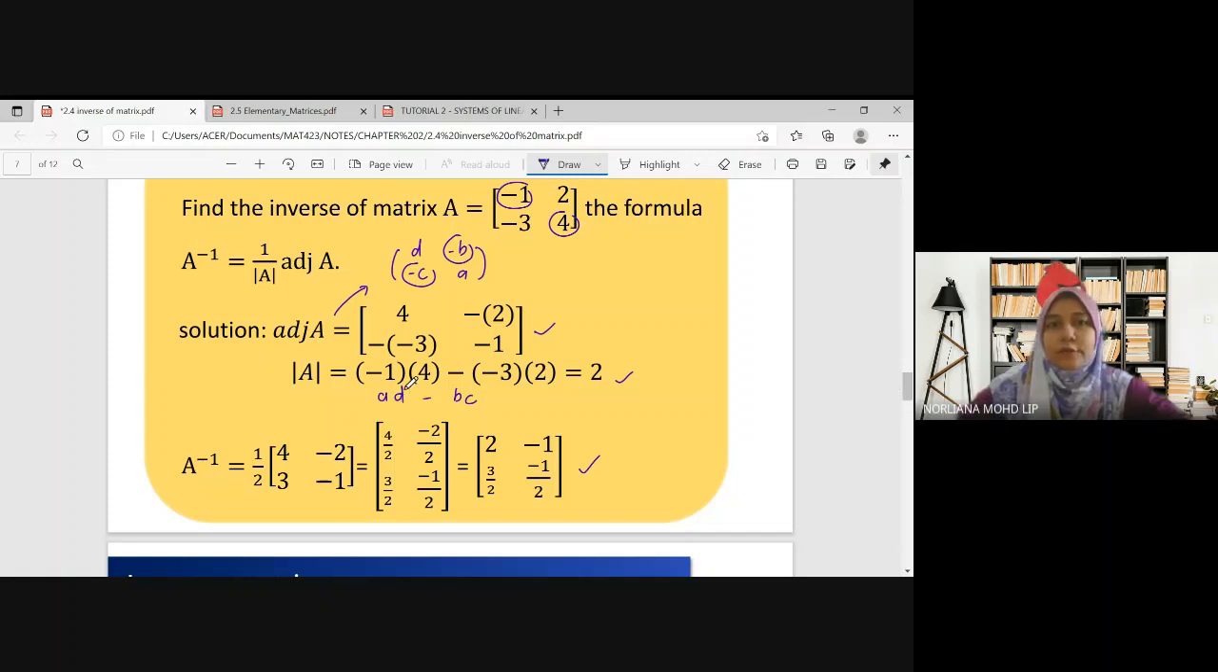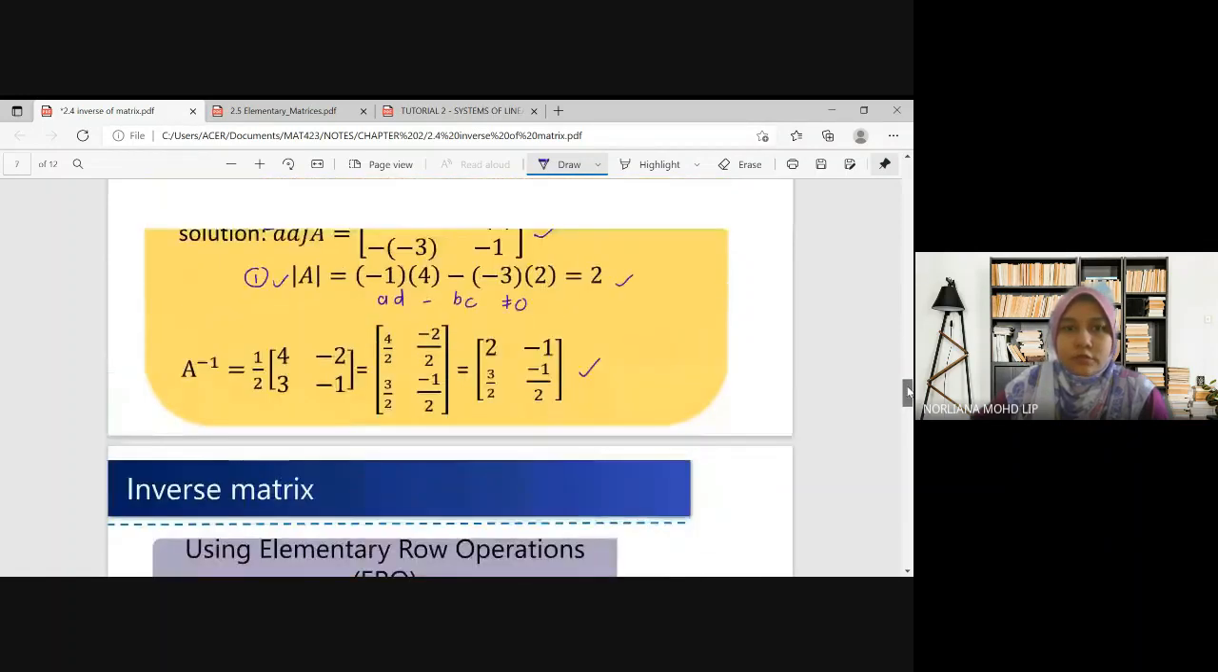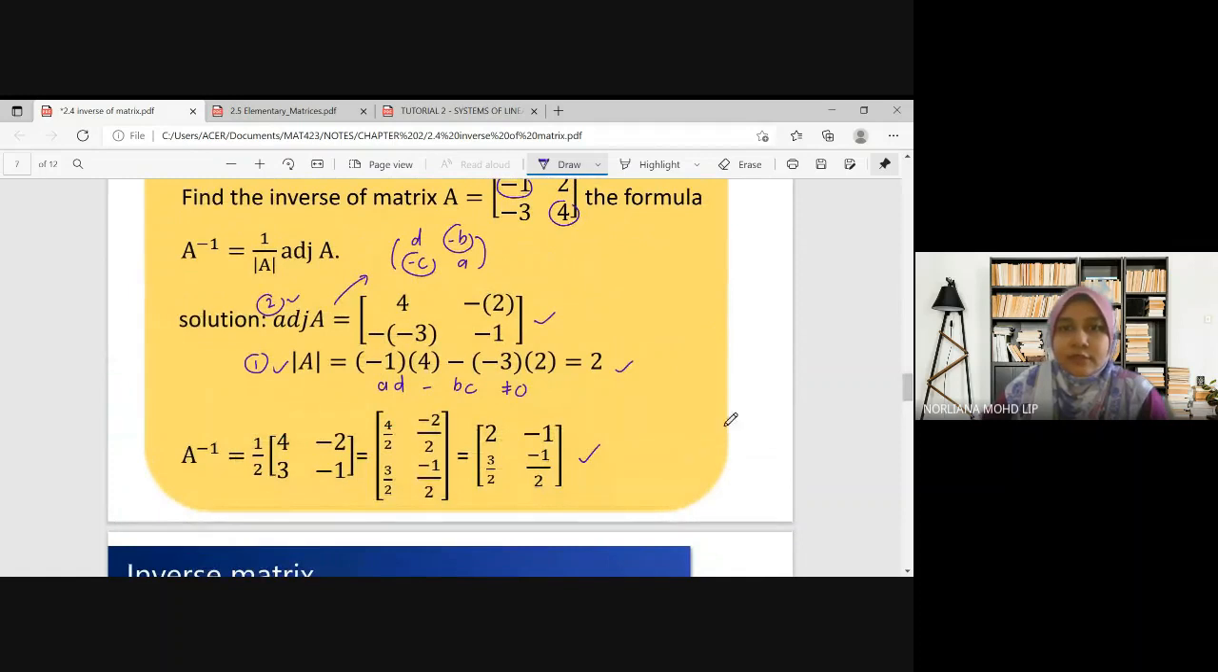Sepatutnya first step dia, you all perlu proofkan yang ni dulu sebenarnya. Find the determinant of A. AD minus BC is not equal to 0. Then second baru kita cari adjoint of A. Boleh, first find the determinant and then second find the adjoint of A lah. Okay, this is the method for 2 by 2. Ada soalan tak? Yang ni senang kan, 2 by 2 kan?